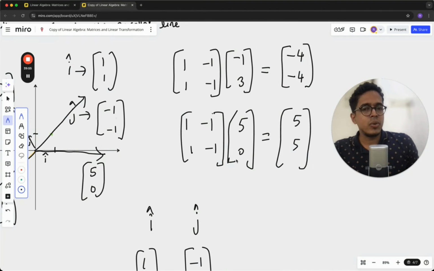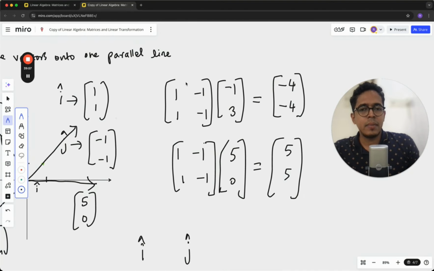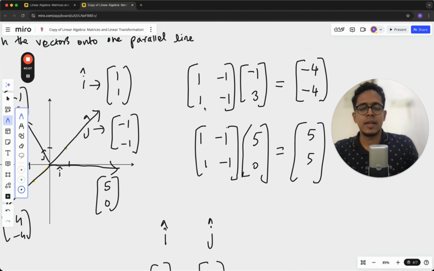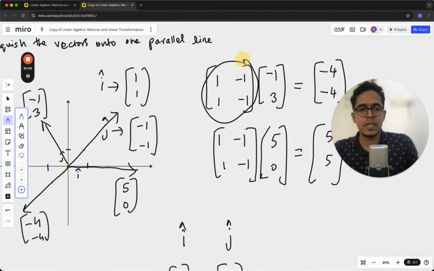You can also see that if you look at the determinant of this transformation matrix, 1 times minus 1, minus 1 times minus 1. So it is minus 1 minus minus 1. It is 0. So the determinant of this matrix would be 0 in such cases.